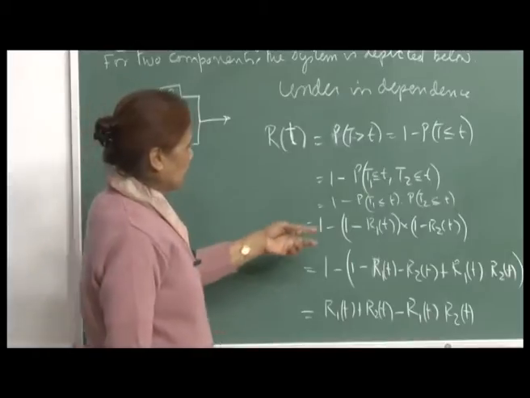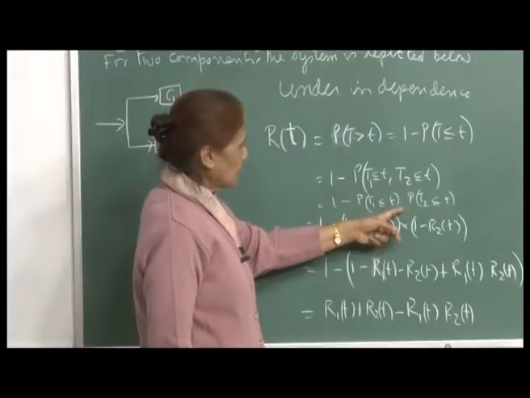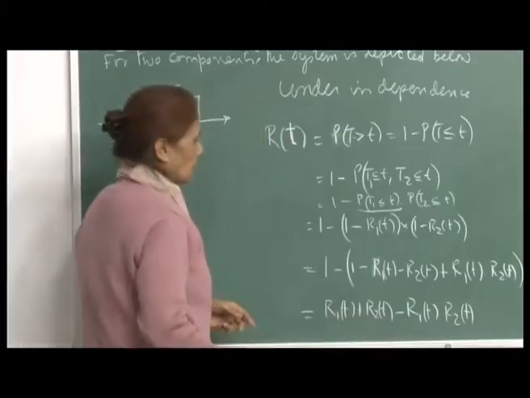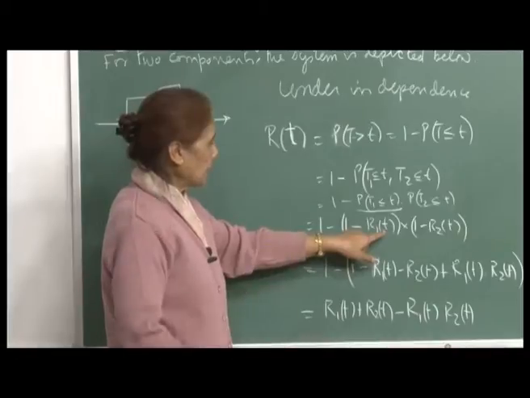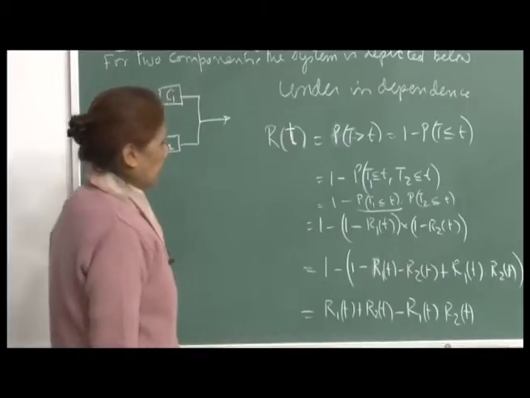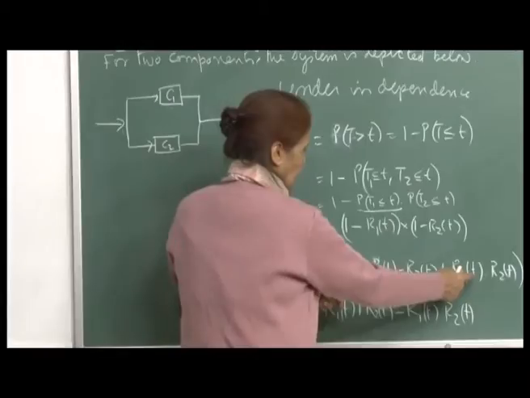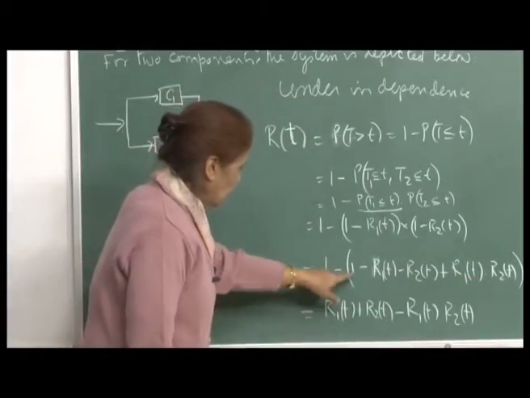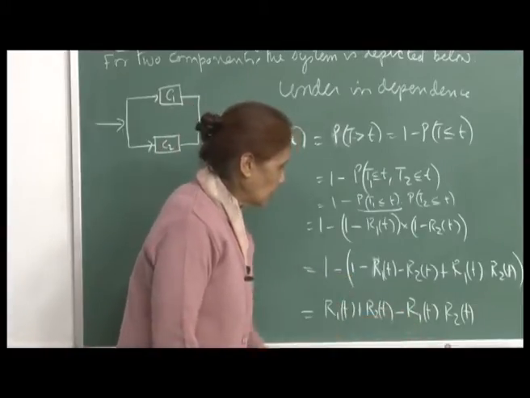Because of independence you write this as the product. Probability T1 less than or equal to t is 1 minus r1(t), because r1(t) is probability T1 greater than t. So, this will be 1 minus r1(t) into 1 minus r2(t). Now, when you multiply out the 2 terms, the 1 minus 1 cancels out, and this reduces to r1(t) plus r2(t) minus r1(t) into r2(t).